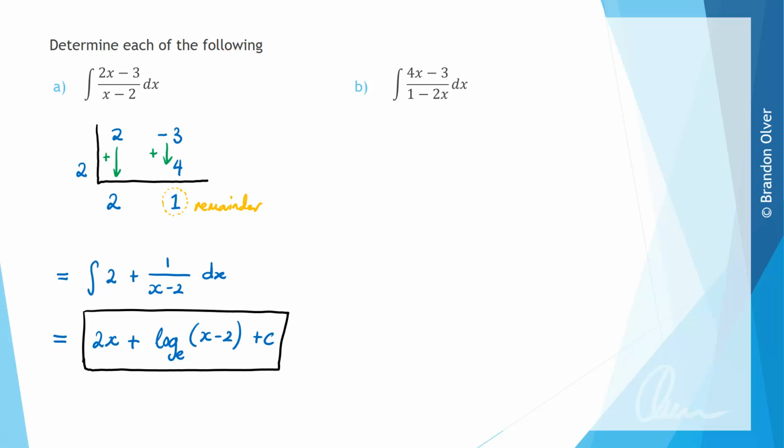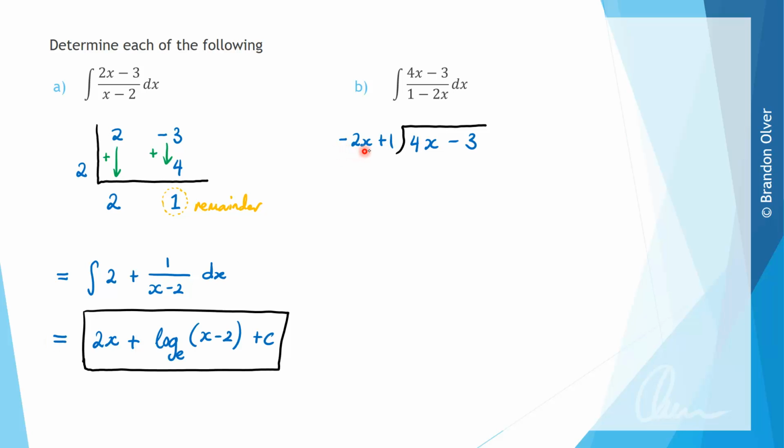For part B, we have the integral of 4x subtract 3 divided by 1 subtract 2x. Again, we can use a method of division to simplify that fraction. This time I'll show you how to use long division with a question like this, although you could use synthetic division if you wanted. So we're going to set it up. We're dividing 4x subtract 3 by 1 subtract 2x, which I'm just going to write as minus 2x plus 1. That's the same thing there.